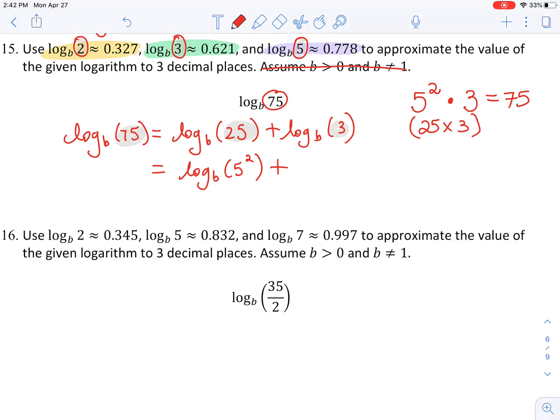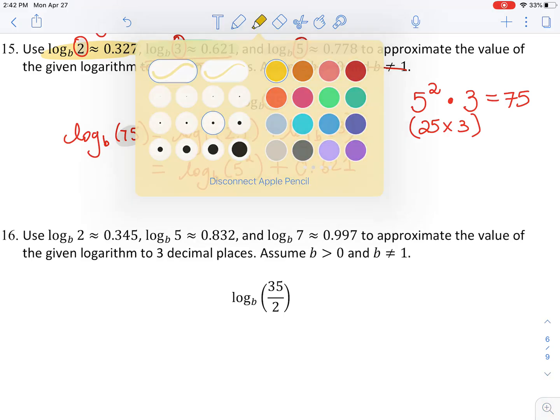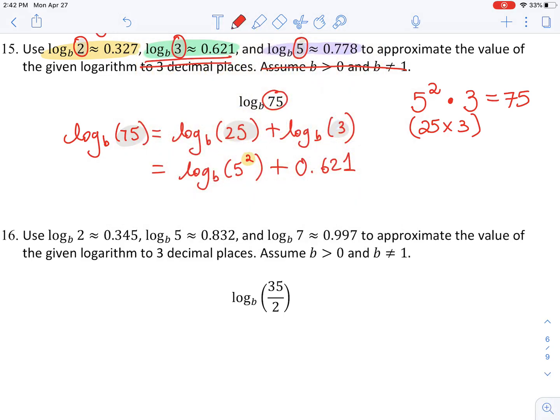And guess what? I know what this is. Didn't they tell you that log base b of 3 is 0.621? They did, right there. So I just wrote it down. Now next, what can I do? Now take a look. This has a 2 in front of it, so I can bring this 2 down. This is 2 times log base b of 5 plus 0.621.